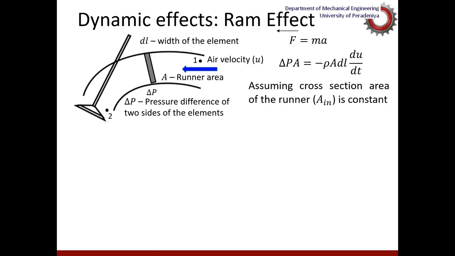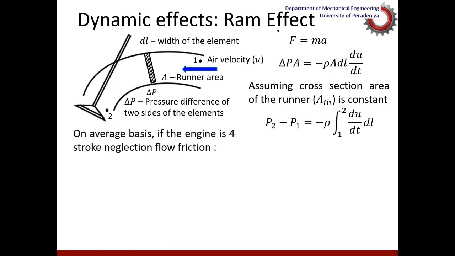acceleration is obviously du over dt, the first derivative of the velocity. If you assume this runner area is constant for a simplified investigation, then the pressure difference between the 2 points would be minus rho into the integral of du over dt across a length of L between point 1 and point 2. There is a minus sign in front of this because P2 is always less than P1, where point number 2 is a point on the valve open area, that is, downstream of the flow.